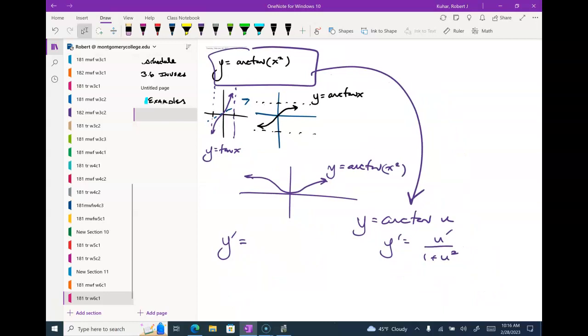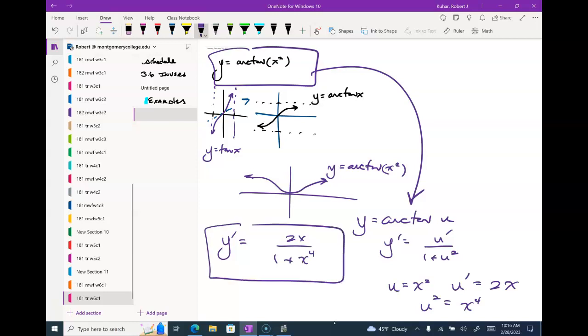So what's u? X squared, nice. What's u prime? Nice. And what's u squared? X to the fourth. Beautiful. Plug and chug. I get 2x over 1 plus x to the fourth. That's it. It's that easy.